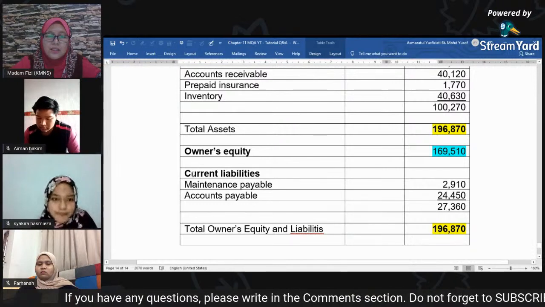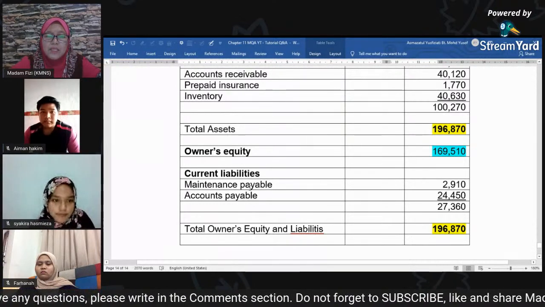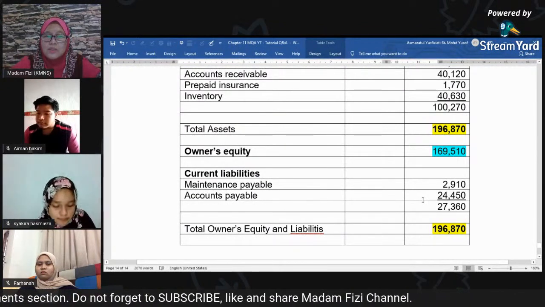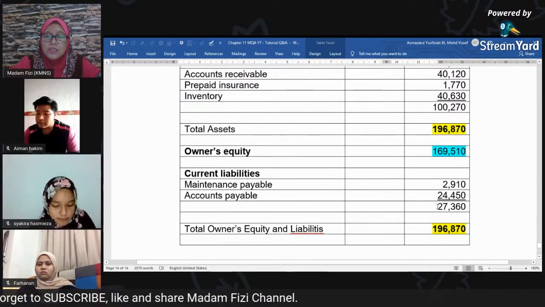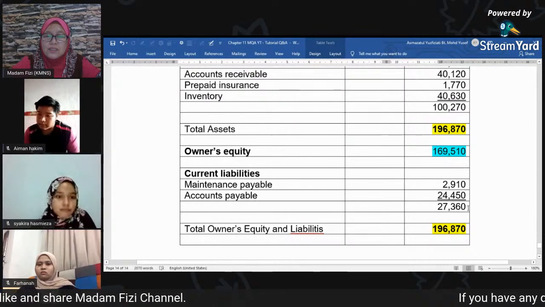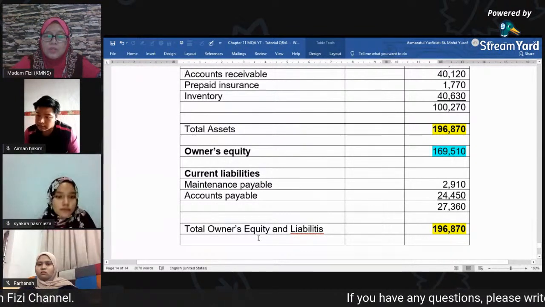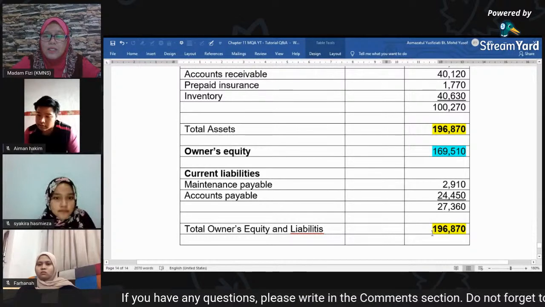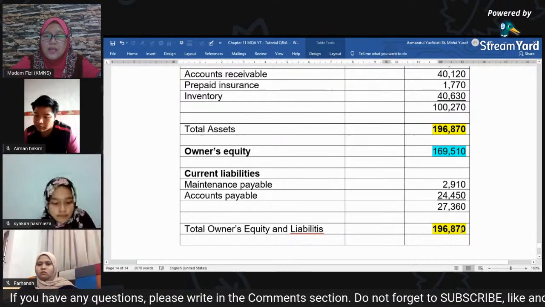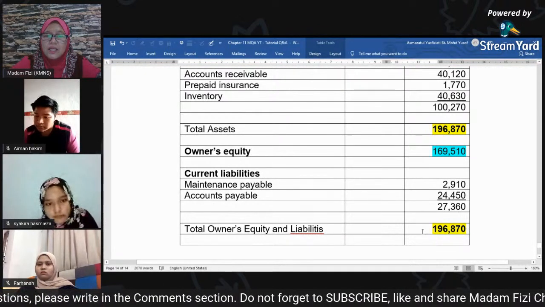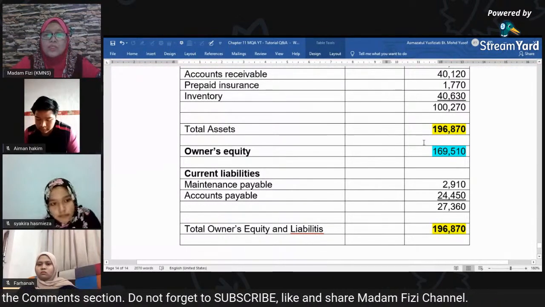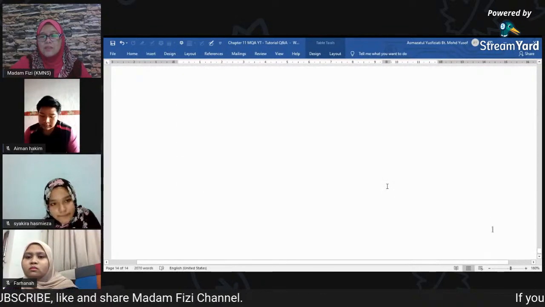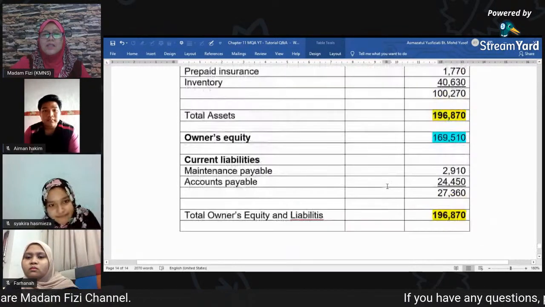Here is on the current liability. That is the maintenance payable and also accounts payable. So the total for liabilities is 27,360. So total owner equity and liabilities equals to 196,870. That is equals to total asset. Okay, finish.